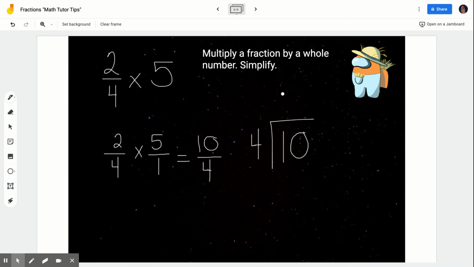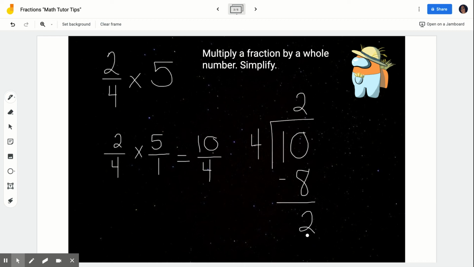So 10 divided by 4, I can make 2 groups of 4. 2 times those groups of 4 is 8. Going to subtract. 10 take away 8 is 2. Now here's where it gets a little tricky. We tend to get a little confused here.